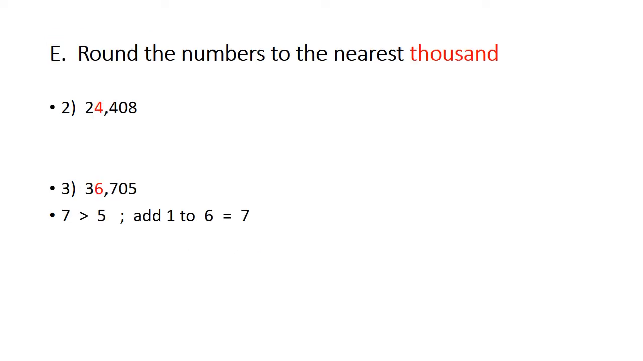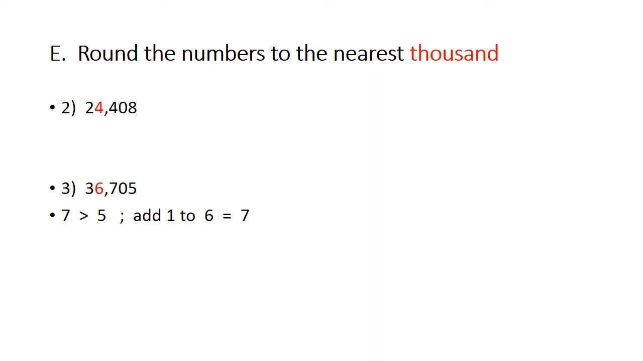In this exercise, you have to round off the numbers to the thousands place. Second question, it is 24,408. Identify the digit at the thousands place. It is 4 here. Now observe the next digit. It is 4. 4 is lesser than 5.